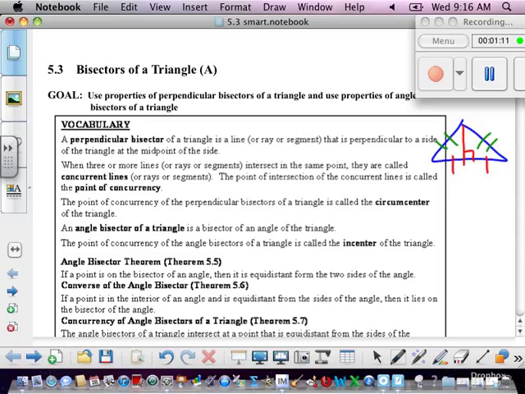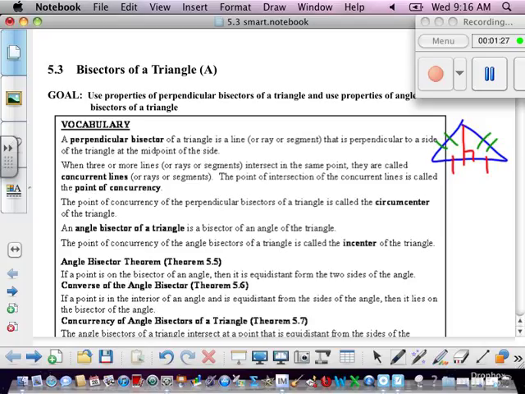And then angle bisectors will have a point of concurrency. So this is a new word, point of concurrency. We've got to remember it. An angle bisector of a triangle is a bisector of an angle of the triangle. The point of concurrency of the angle bisectors is called the incenter.